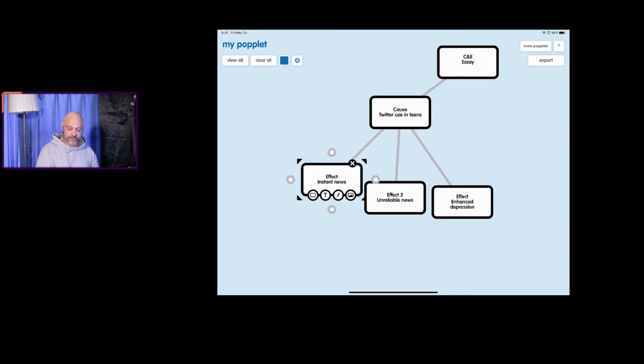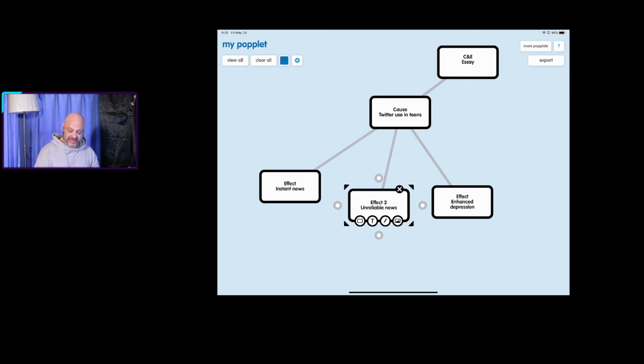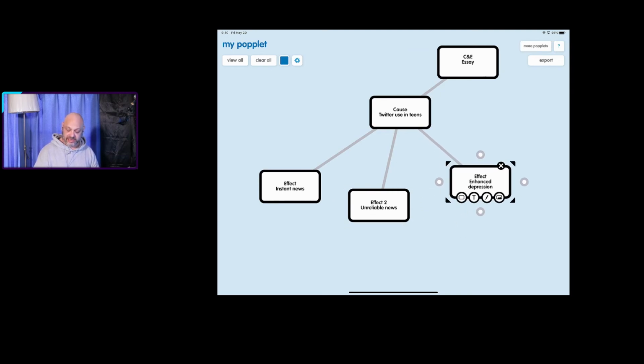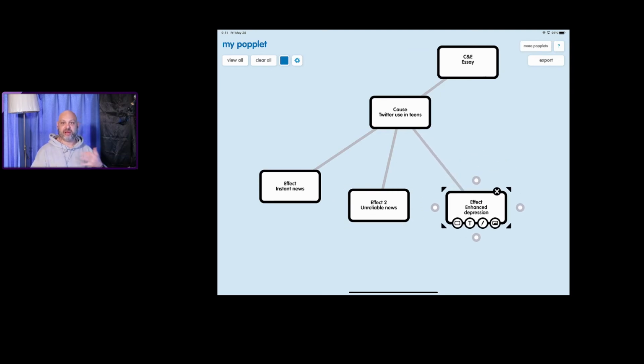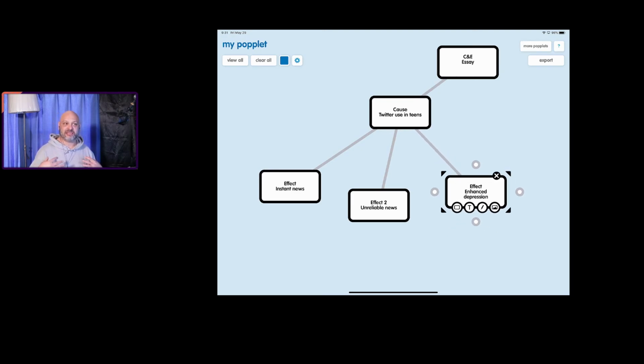All right, so for example, your cause and effect essay is going to be about Twitter use in teens. So one good effect is they can get instant news. One bad effect is possibly that news is unreliable. And the third effect is by reading too much about what's going on and not knowing if the news is reliable or not, or how it affects that person individually, it could enhance someone's depression and make them sadder than they would ordinarily be, right? So this is a possibility.